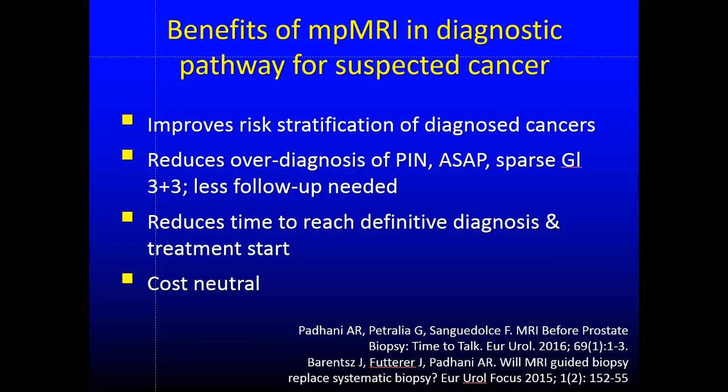In other words, the MRI in the diagnostic pathway improves risk stratification of patients who are diagnosed. It reduces the overdiagnosis of PIN, ASAP, the sparse type 3+3, which means you need to follow less patients. It reduces the time to reach a definitive diagnosis and to start management, and in fact it turns out that this whole enterprise is cost neutral depending on the model that you see.